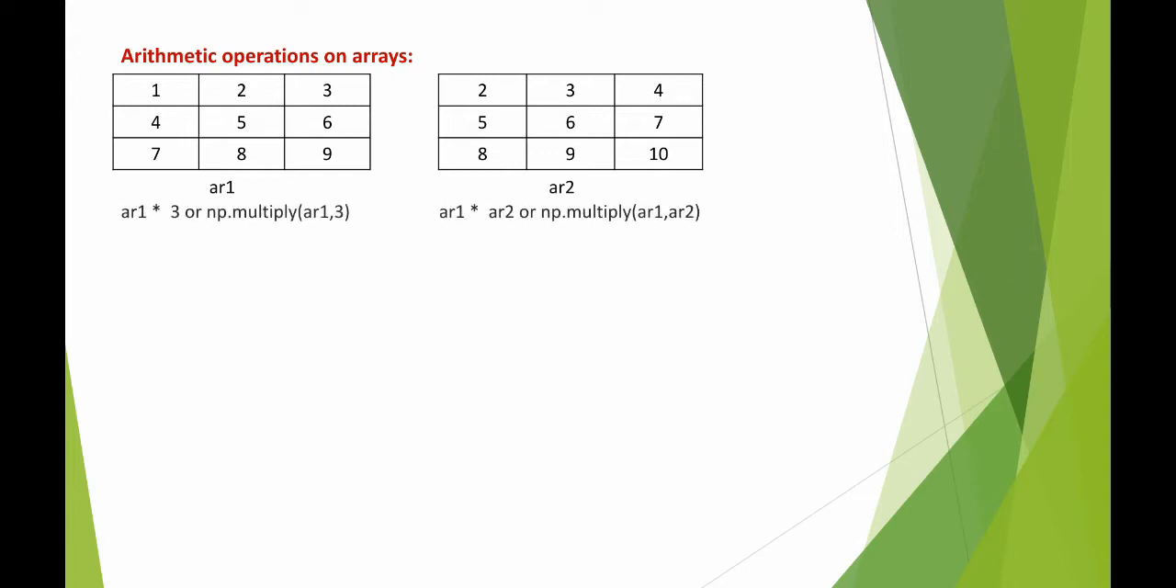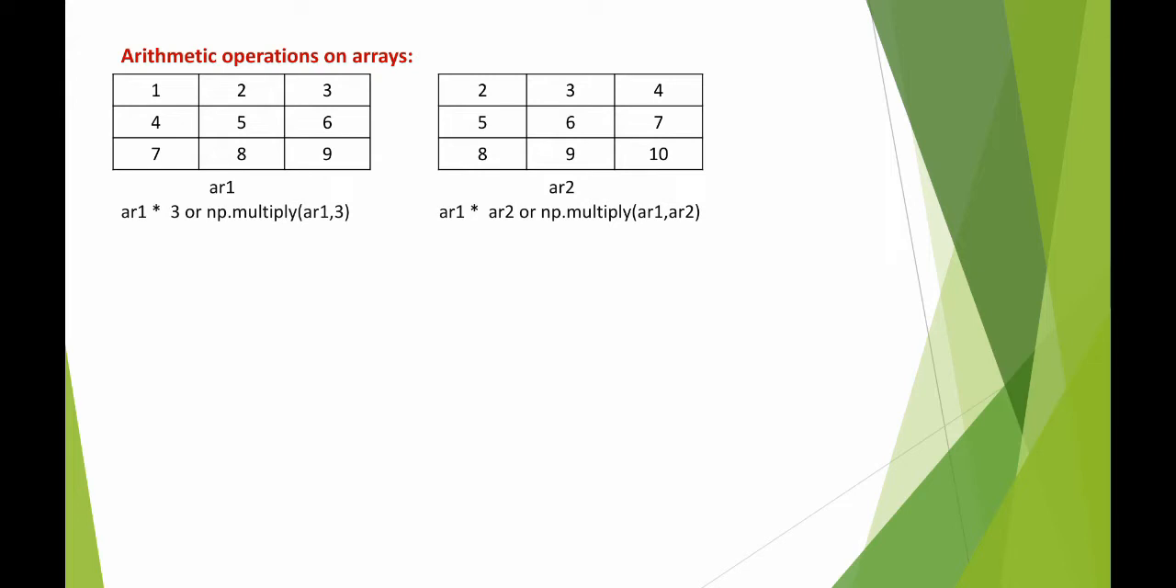See, suppose here we are having AR1 into 3. This can be also written as np.multiply AR1 comma 3. So here, if we are going to multiply by 3, the whole array AR1 will be multiplied by 3 in each of its element. And also we are having AR1 into AR2, or np.multiply AR1 comma AR2. So first of all we will see the output of the first one, that is AR1 into 3.